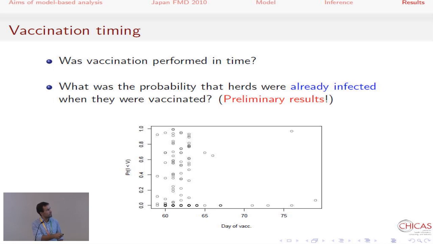And you can see that the model's picking this up by this cloud of points up here. So I'm plotting probability of already being infected when you're vaccinated against the day of vaccination. Most farms vaccinated between day 60 and 64 down here, and you can see that a good few of them have an extremely high probability of already having been infected. So perhaps when the vaccination strategy was put in, maybe it was too late. It wasn't in front of the epidemic wave enough.